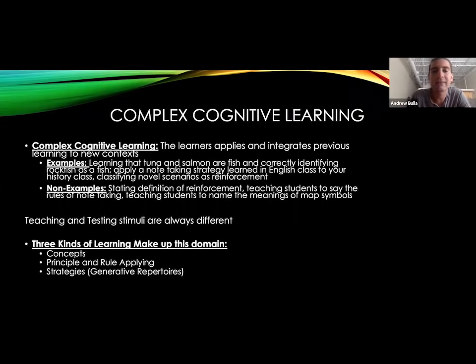Teaching students to name the meanings of map symbols. So that's a basic association, right? So I'm seeing a map symbol and I'm saying the meaning. Now with complex cognitive learning, always, always, always, the teaching and testing stimuli are gonna be different. So what you teach with is going to differ from what you test with. And there are 3 kinds of learning that make up this domain: concepts, principles and rule application, and strategies, or I'll refer to them as generative repertoires.